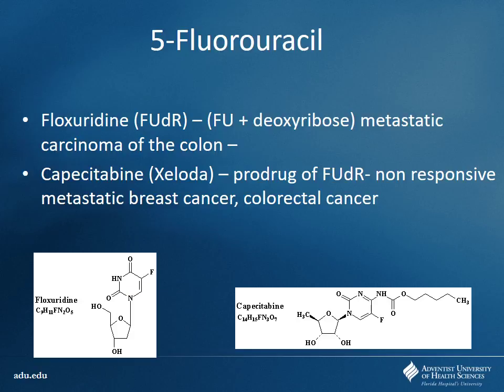Okay, there's a couple different varieties of 5-fluorouracil, so you may see floxuridine. Basically, it's just 5-fluorouracil with the deoxyribose added onto it, and then there's capecitabine or Xeloda, and this is just a prodrug, and this could sometimes be used for things like really resistant breast cancer or sometimes colorectal cancer. So again, they are going to do basically the same thing, they just have a little bit different means of getting to the active form.